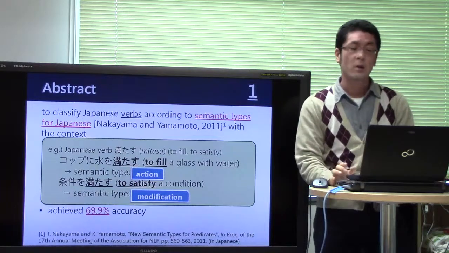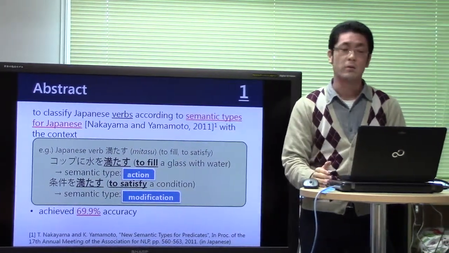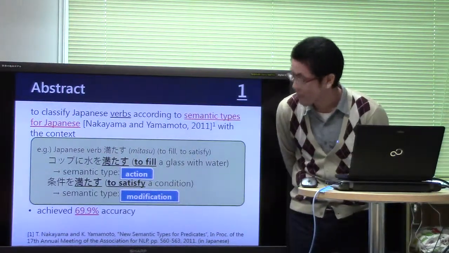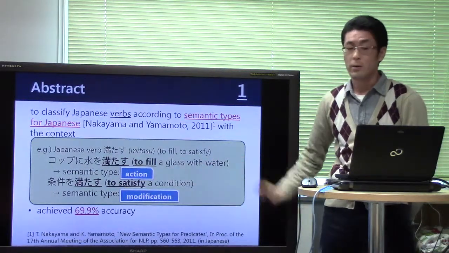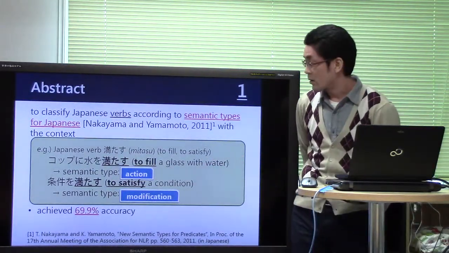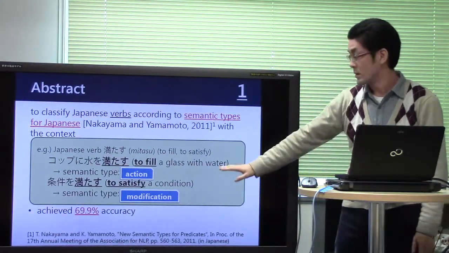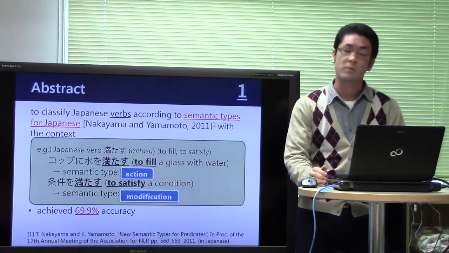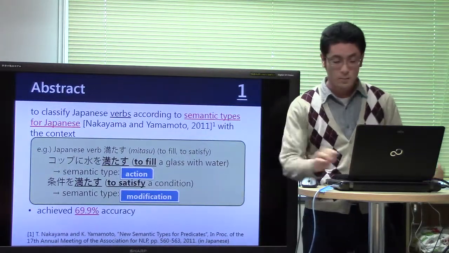For example, the Japanese verb mitasu, which means either to fill or to satisfy, has the semantic type action with the context "a glass with water", and has the semantic type modification with the context "with a condition". We constructed a semantic type disambiguator and achieved 70% accuracy.